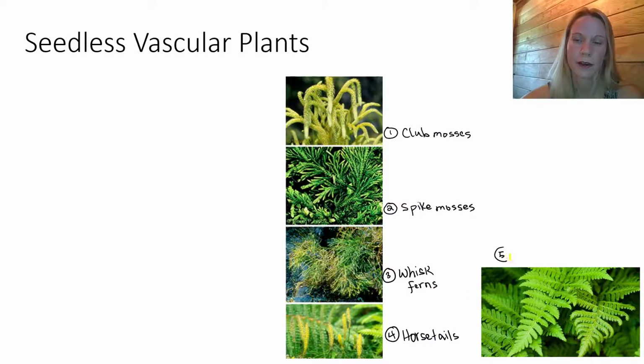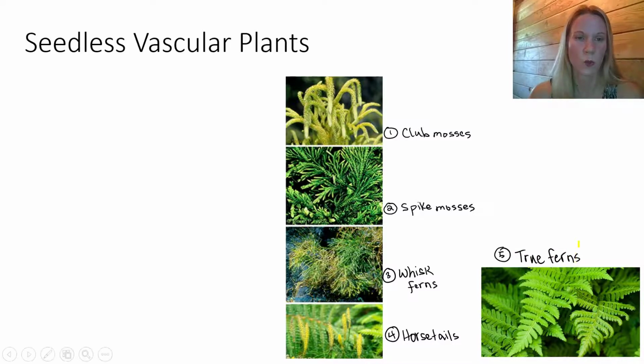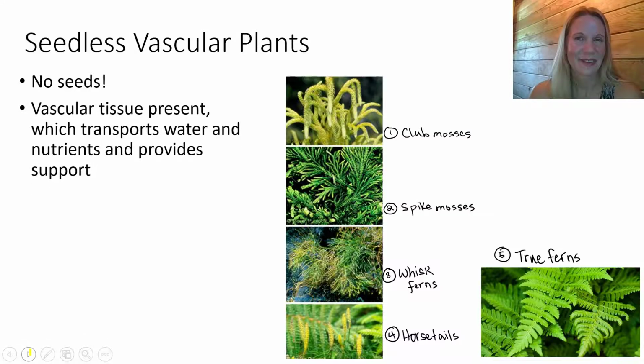Fifth group, we call these the true ferns. What are their properties? Still no seeds, just reminding you, no seeds. Their big evolutionary adaptation is vascular tissue, the transport vessels.